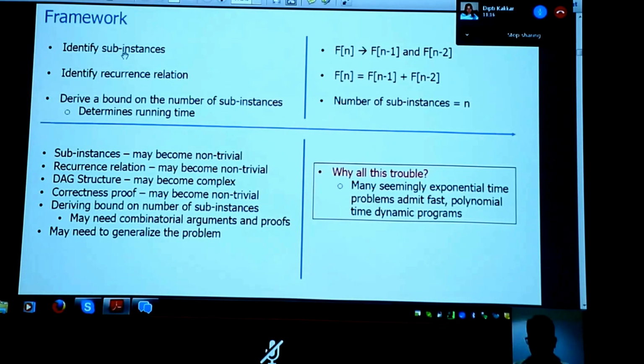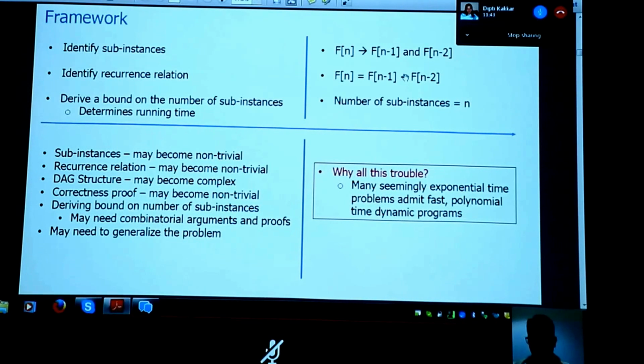So for example, in the Fibonacci case, the sub-instances are easy. F of n is the larger problem you want to solve. It gives rise to two sub-instances. What are they? F of n minus 1, F of n minus 2. Simple. So that's identifying the sub-instances. Then combining the two sub-instance solutions to derive the larger one. In the case of Fibonacci, that's quite simple. It's just addition. Take the solution from the left, take the solution from the right, add it.